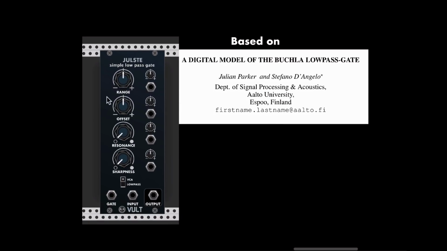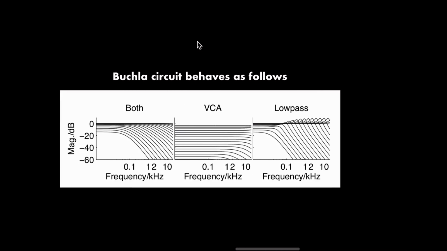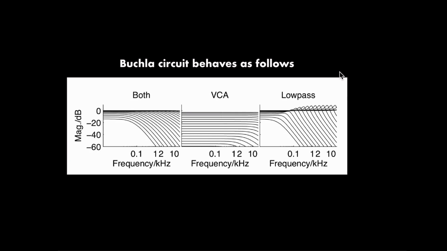So my first low pass gate that I released was completely based on this paper, in which the authors model the Buchla low pass gate, and it's a direct implementation of their model. I didn't make this model, and in this paper they show these graphics, which are very helpful to explain how it behaves.